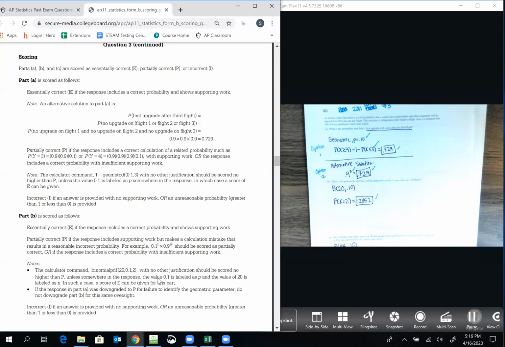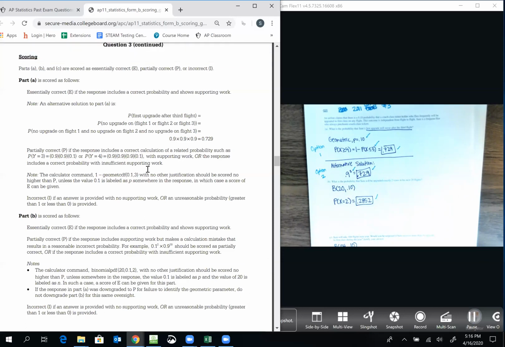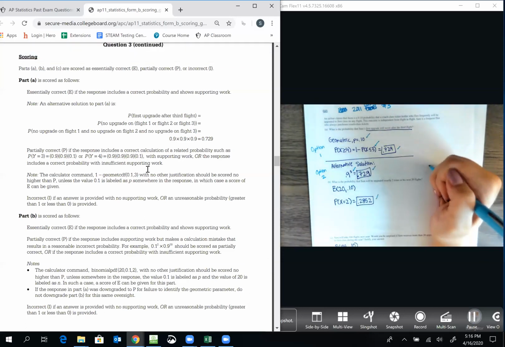So if you made a small mistake, it looks like if it's a similar probability, they give you partially correct. Or if you got a correct answer, but you didn't have proper work. So I have an E here.